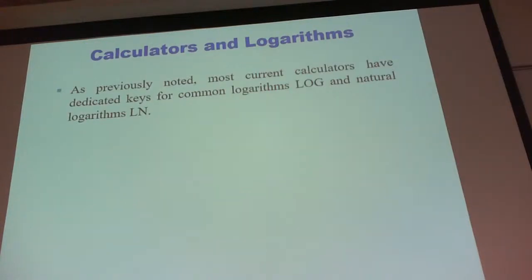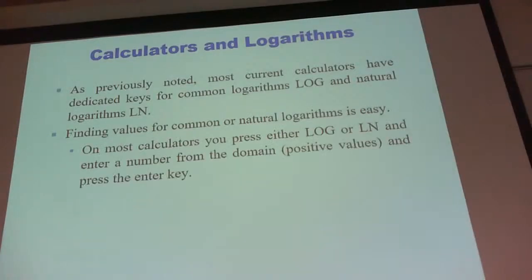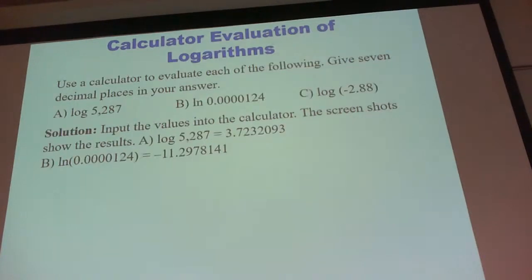As previously noted, in the calculator you have the log and the natural log. Now we're going to use our calculator to answer a few questions. Okay? So go to your calculator, put in log of 5,287, see if you get that answer. Put in natural log of 0.0000124, see if you get that answer. And then type in log of negative 2.88, see what happens there. So becoming familiar with the buttons in the calculator.